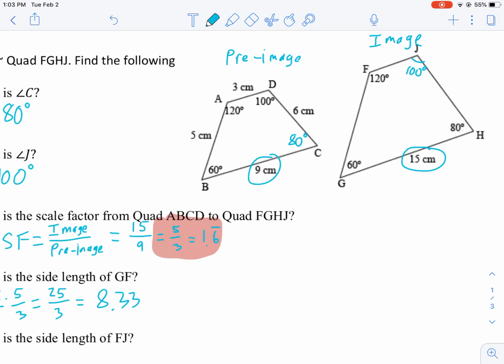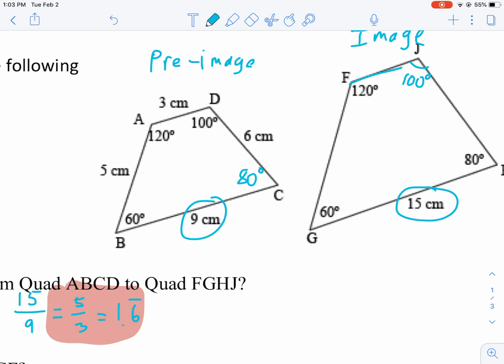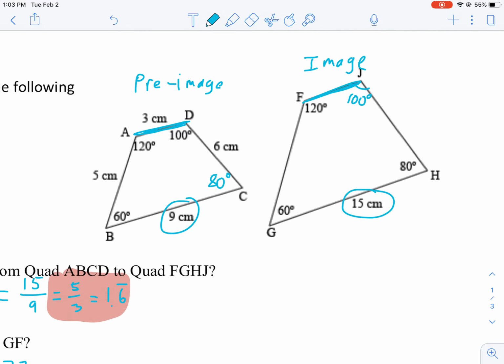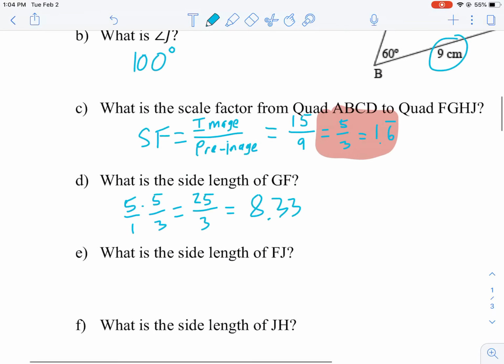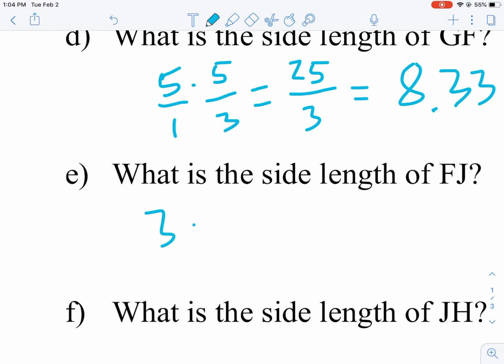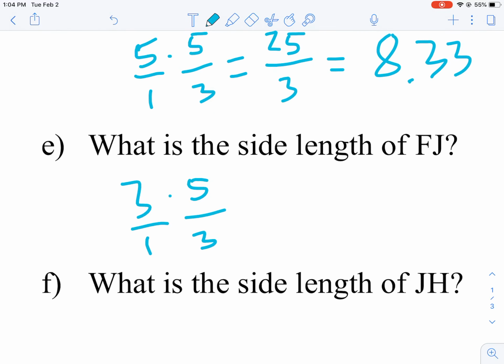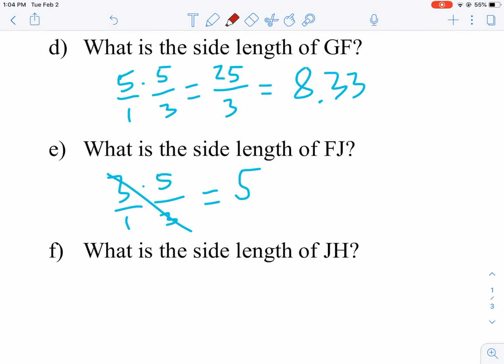So what about FJ? Okay, well, FJ matches up with AD. So we need to multiply 3 by our scale factor. Now this one's easy to do. If we multiply, our 3's cancel, so we just get 5. All right, so our length of FJ is 5.